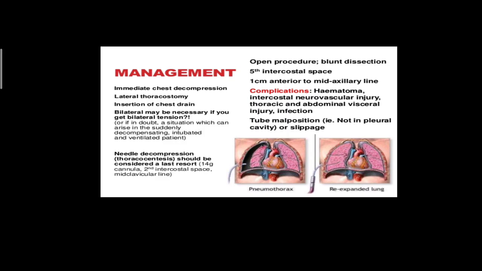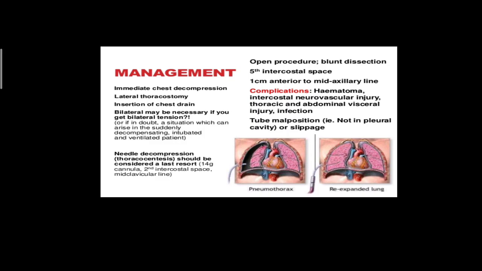Management: immediate chest decompression, lateral thoracostomy, insertion of a chest drain. Bilateral may be necessary if you get bilateral tension. Needle decompression, called thoracocentesis, should be considered a last resort. A 14 gauge cannula is placed at the second intercostal space in the midclavicular line. Thoracostomy is an open procedure, with blunt dissection at the 5th intercostal space, 1 cm anterior to the mid-axillary line.